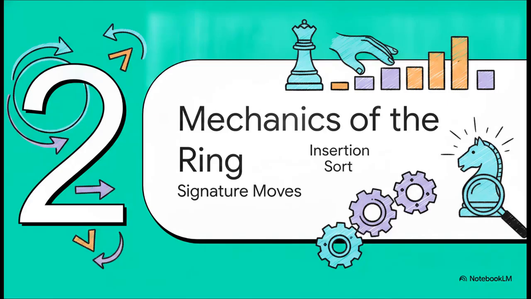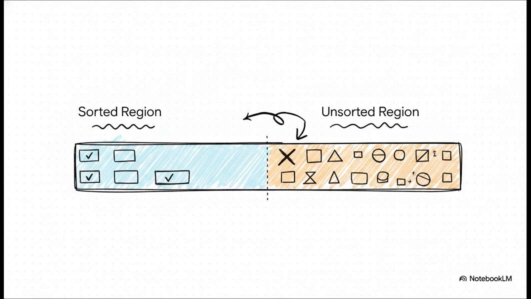Moving right along. Round 2. Mechanics of the ring. This brilliantly illustrates exactly how insertion sort operates. The array is literally split right down the middle into a sorted region on the left and an unsorted region on the right. The algorithm repeatedly picks the lowest index element of the unsorted region, marked right here by the X, and drags it over, inserting it into its exact, proper position in the sorted region. It's just a continuous, methodical expansion of order.